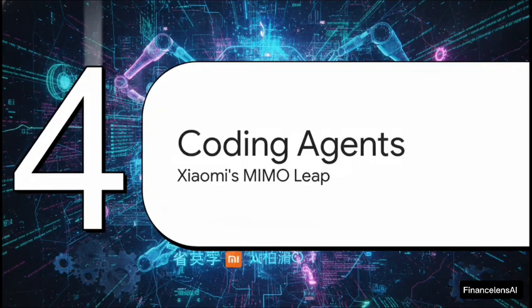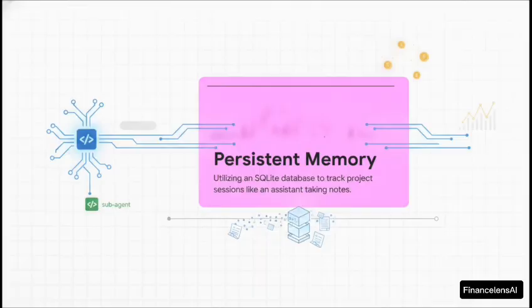Section 4. Coding Agents with Memory. Xiaomi's open-source MiMo leap. Moving deeper into the tech stack, we've got a fiercely competitive war happening with coding agents, and Chinese tech giant Xiaomi just made a massive move. Let's be real. Most AI coding agents are great for quick tasks, but they suffer from amnesia. They totally forget your project's history during long sessions.